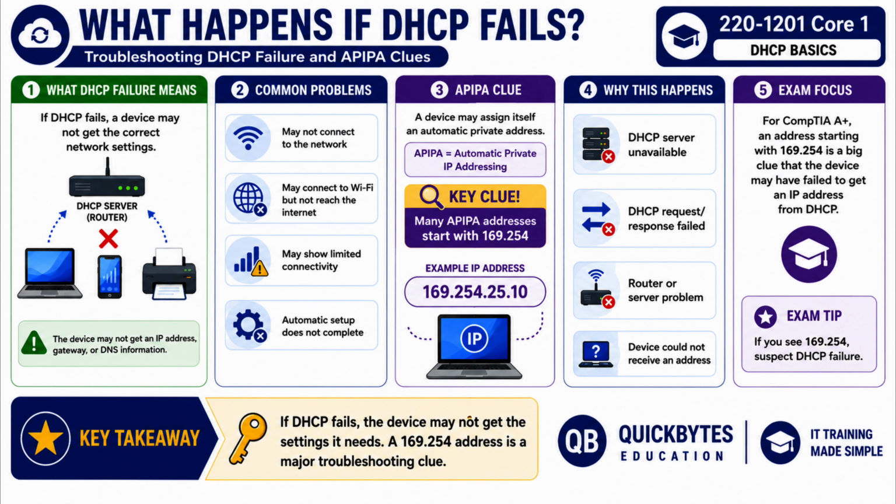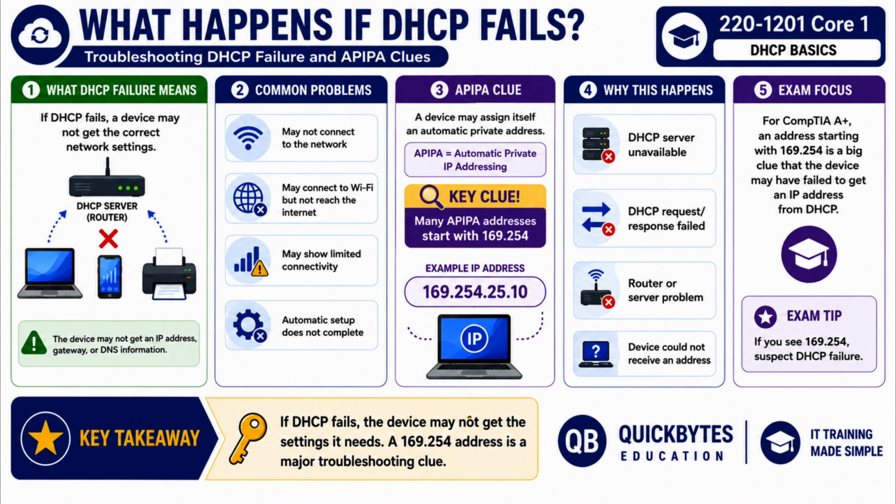If DHCP fails, a device may not get the correct network settings. That can cause several problems. The device may not connect to the network. It may connect to Wi-Fi but not reach the internet. It may show a limited connectivity message, or it may assign itself an automatic private address. This is called APIPA. APIPA stands for Automatic Private IP Addressing.